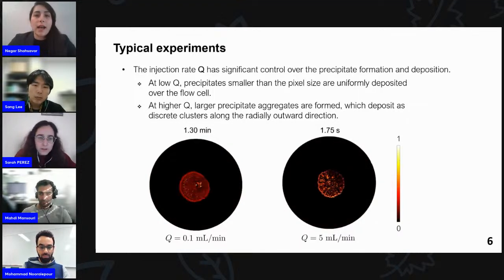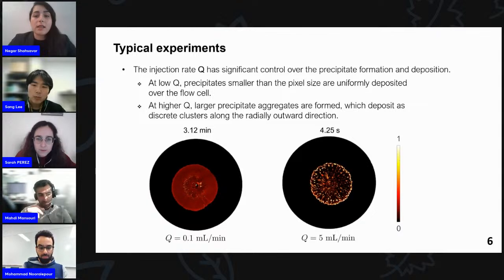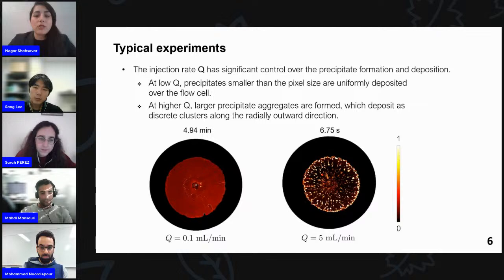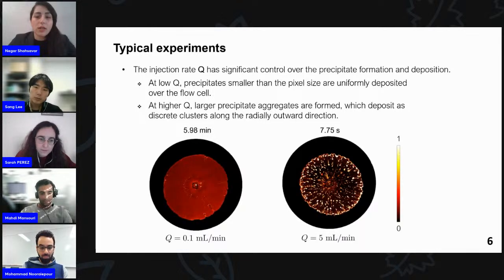The injection rate has a significant control on the concentration and spatial distribution of precipitates. For example, at the same initial concentration and low injection rate, precipitates are small and deposited uniformly all over the cell. But at a higher injection rate, larger aggregates are formed that deposit as discrete clusters along the radially outward direction. And also, we can see clear signs of viscous fingering at higher injection rates.